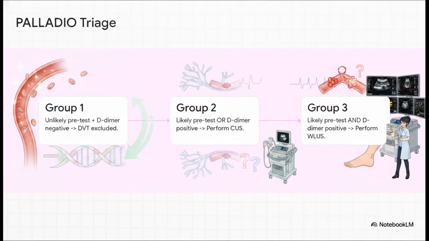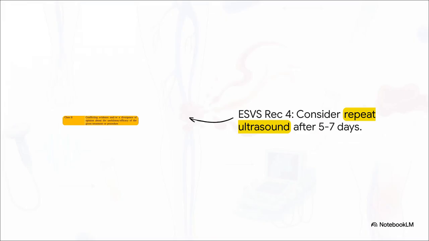That's a huge win. But what happens if your clinical suspicion remains stubbornly high even after a clean initial scan? Here we have ESVS Recommendation 4. This is a Class 2A recommendation to consider a repeat ultrasound after 5 to 7 days if the pretest probability was likely, but that initial compression ultrasound came back negative.